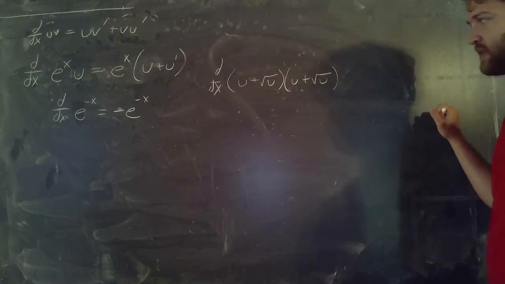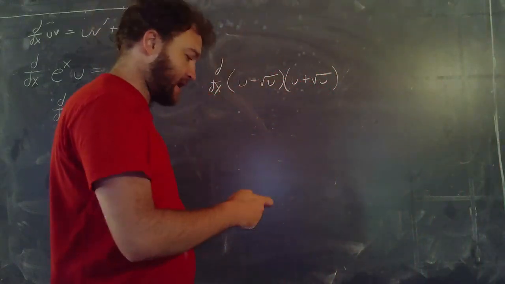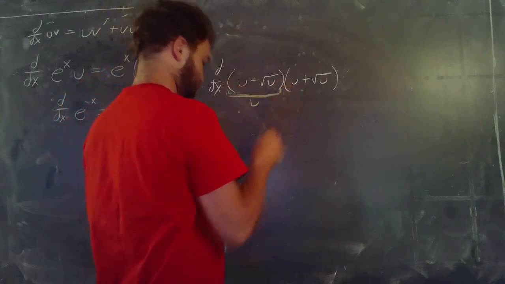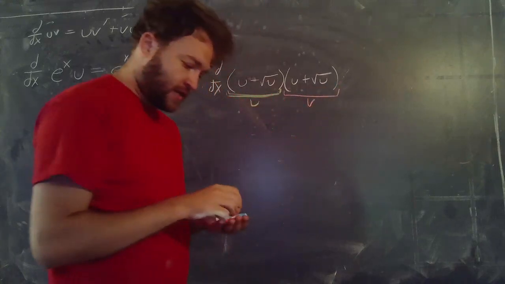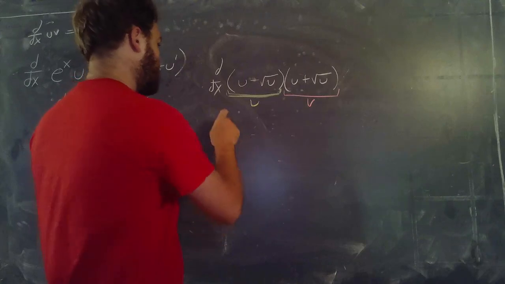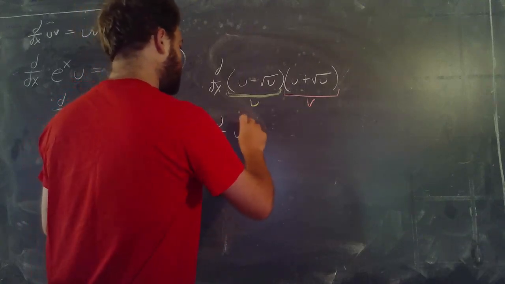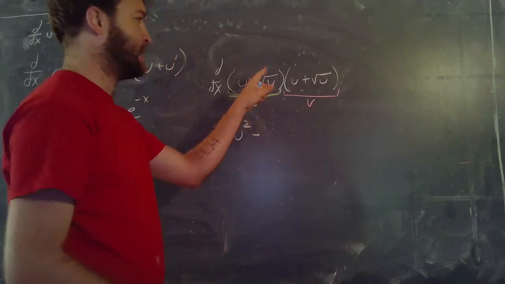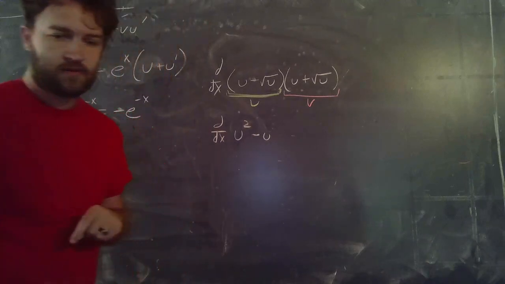So what I like to do for these is, if you have a situation that you can easily recognize, notice here, this is like our u, and this is like our v, but they are conjugates of each other, and so this is a difference of two squares, which means that we can write this thing as u squared minus the square of square root of u, which is just u.